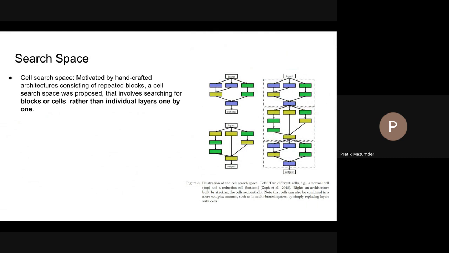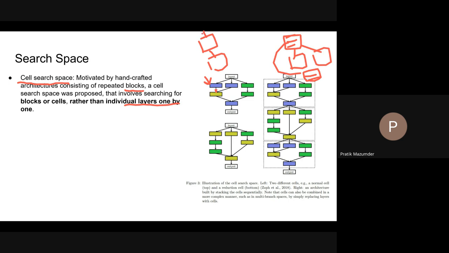So the other option is to come up with something known as blocks rather than layers. Such a space is also known as a cell search space, in which this architecture will consist of repeated blocks, and these blocks will get added and connected in this manner, rather than individual layers that you add or delete one by one. So instead of considering one layer at a time, we'll consider a block of layers, and we'll try to add these blocks one after the other, or maybe in parallel, or maybe with skip connections or whatever. And this also aligns with handmade architectures like say ResNet, which also has some ResNet blocks.